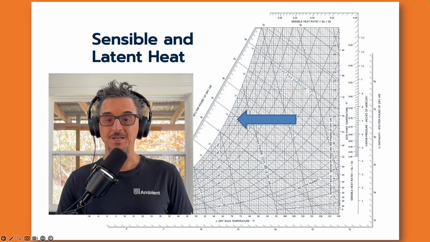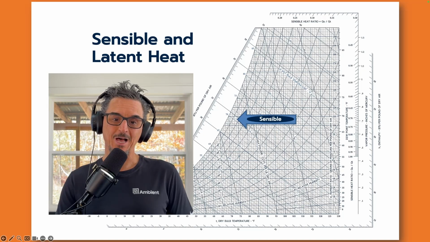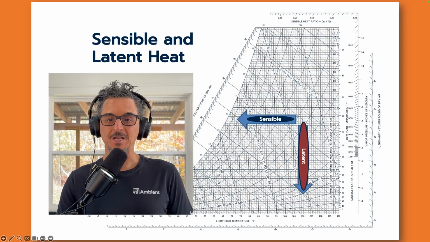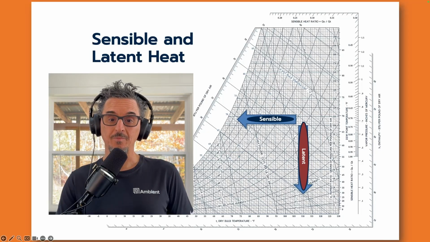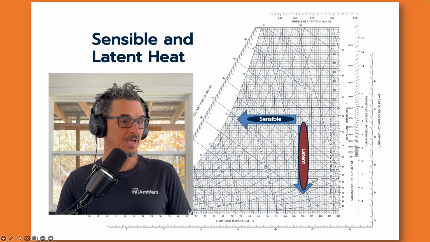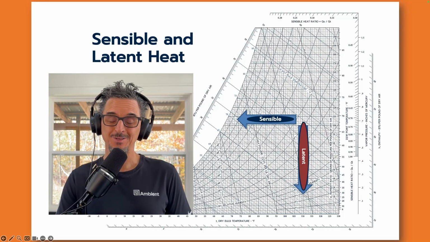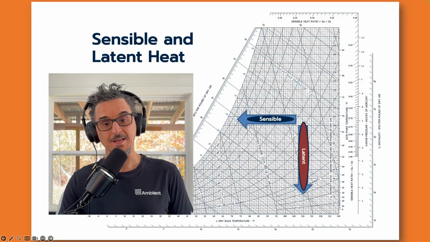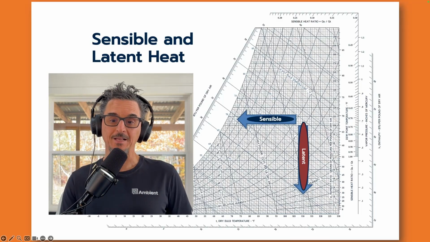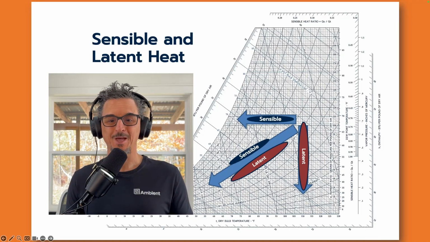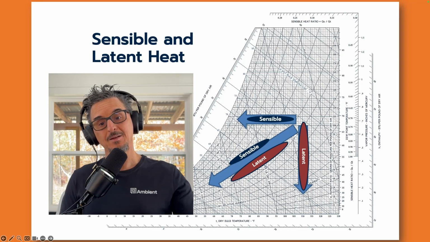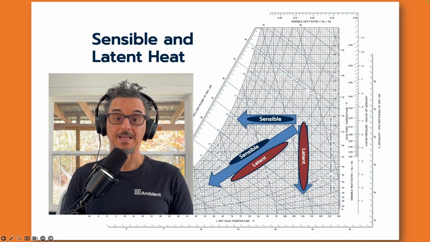Okay, we can represent sensible and latent heat on the psychrometric chart. Anytime you're moving horizontally from right to left or from left to right, you are adding or removing sensible heat. Anytime you're moving down the chart, you're removing latent heat. If you're moving up the chart, you're adding latent heat. And generally, when we're dehumidifying and cooling a space, we're moving diagonally, removing sensible and latent heat.